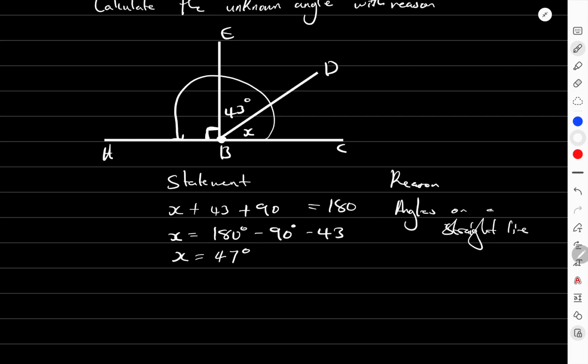Now it means this angle is supposed to be 47 degrees. That is the way for us to solve for the unknown angle.